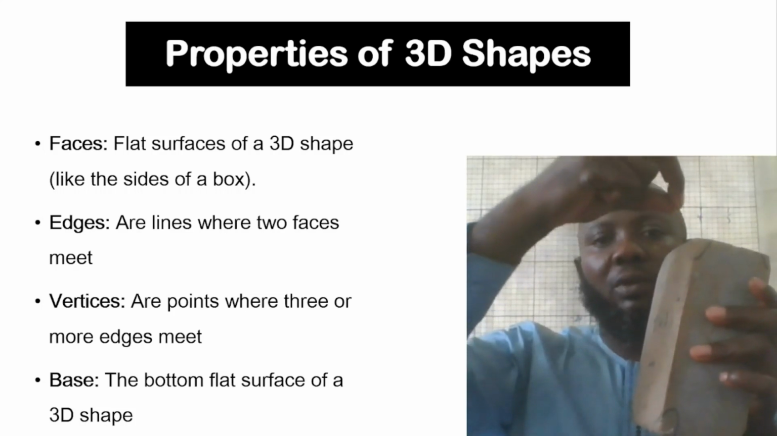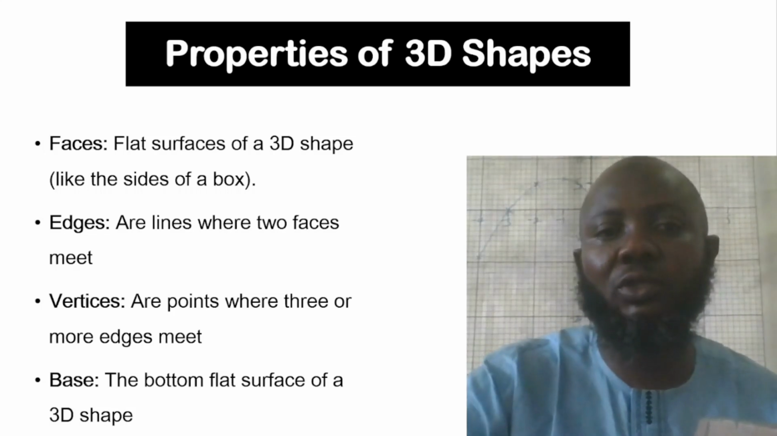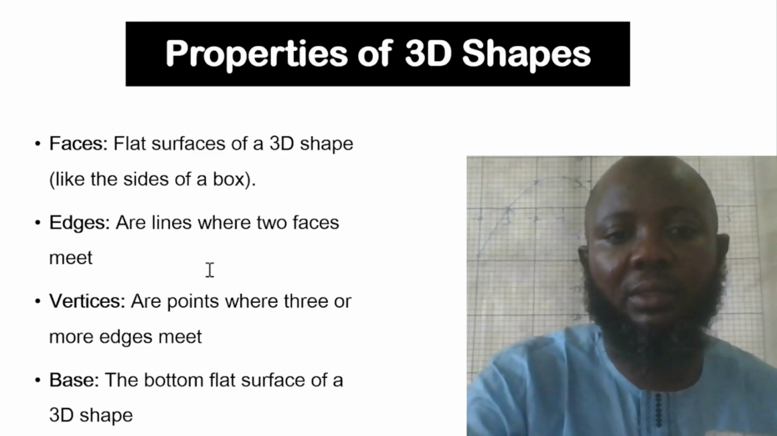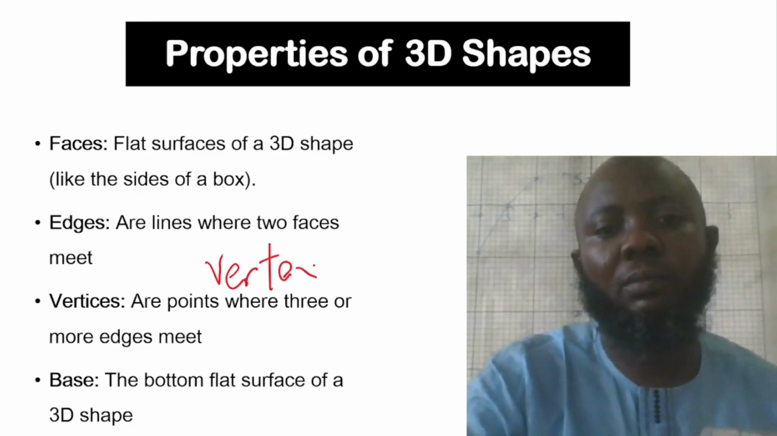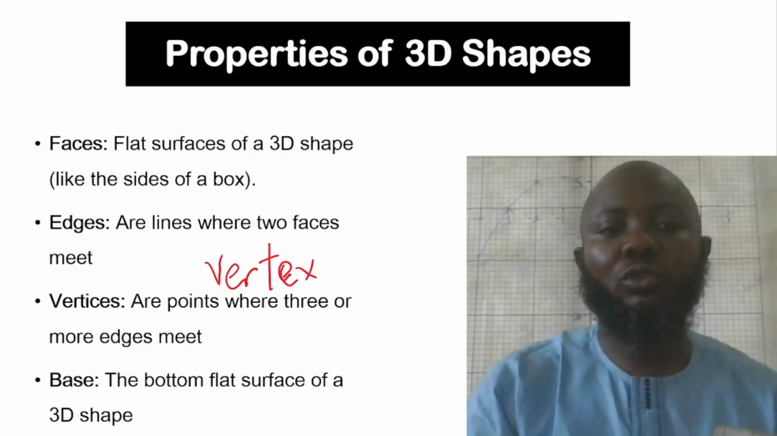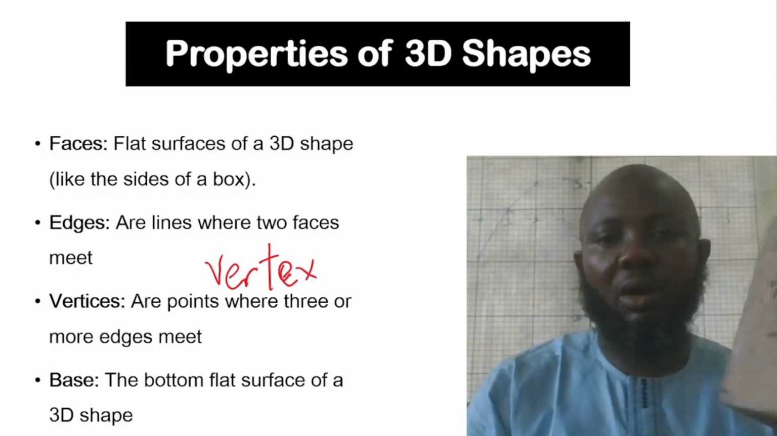The plural of vertex is what we call vertices. So vertex is written in this form. This is a vertex. So this is a vertex. So its plural is what? Vertices. I hope this is clear.